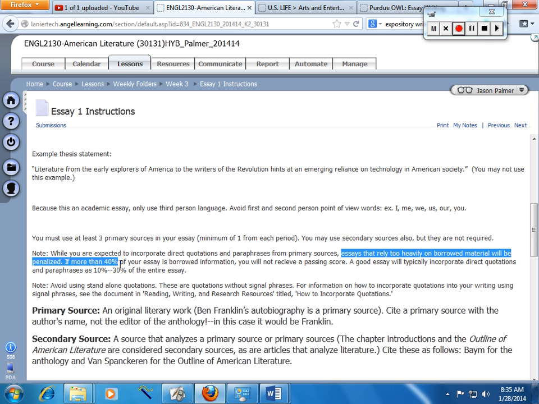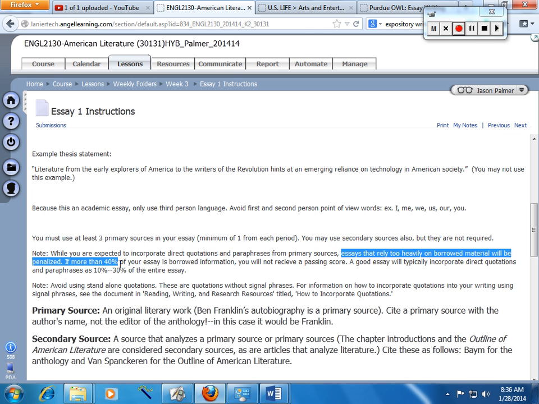There's not a minimum, but if you're looking for a number, 5 to 10% would be a good minimum. I've seen people do 5% where they just have small quotes, but they do so much analysis of those quotes and explain in detail how those quotes support their thesis that they did a very fine job. You don't need a whole bunch of direct quotes necessarily. You might only need 3 short quotes, one from each time period, as long as you can explain how that quote relates back to your argument and your thesis statement. So 5% could be just enough.